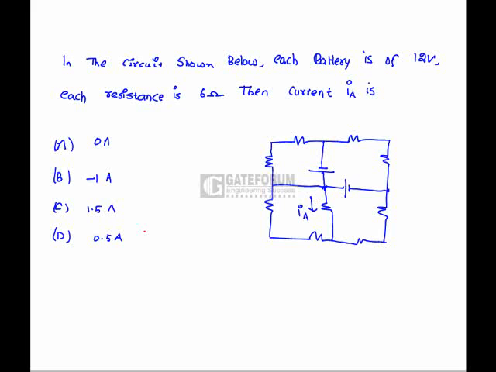Question is, in the circuit shown below, each battery is of 12 volts and each resistance is 6 ohms. Then the current IA is. Here, from this node to this node, the potential is 12 volts. Here, the battery is given. So, this 12 volts potential decides the current in this loop. So, if we apply KCL here, that is VA by 12 plus VA by 6 plus (VA minus 12) by 12, which is equal to 0.